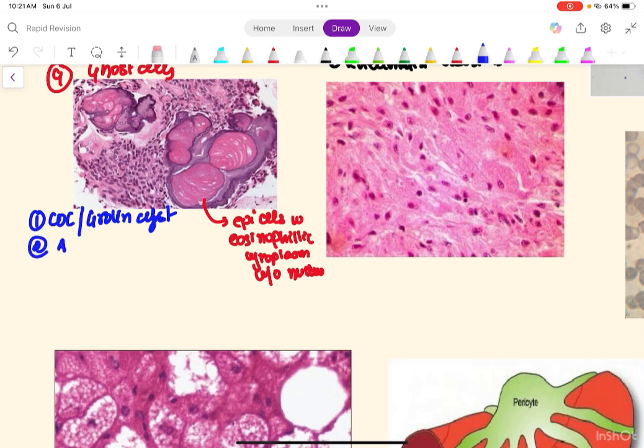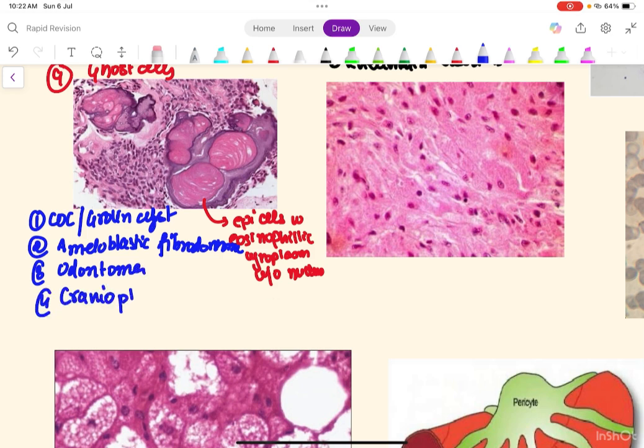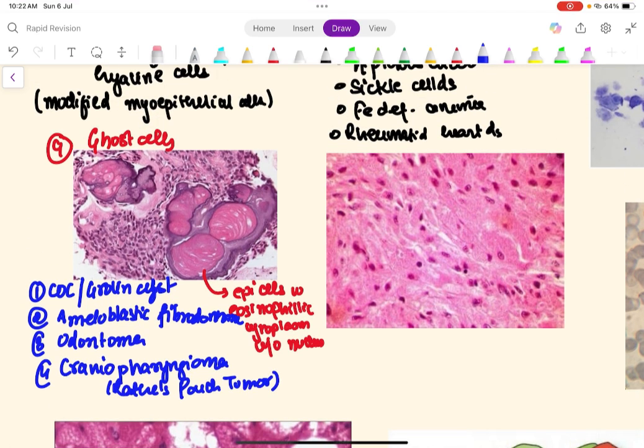Then second is ameloblastic fibro-odontoma, then odontoma, and then there is one tumor of the pituitary or the Rathke's pouch, which is craniopharyngioma. Okay, so this is our Rathke's pouch tumor. Okay, now we have the next one.